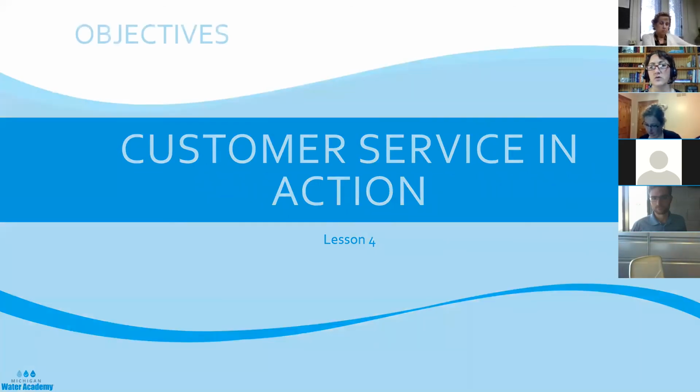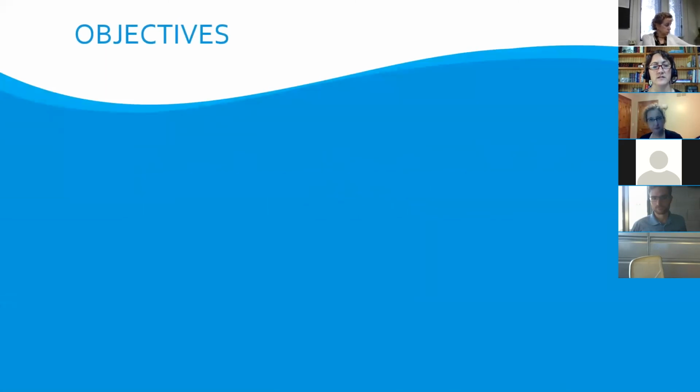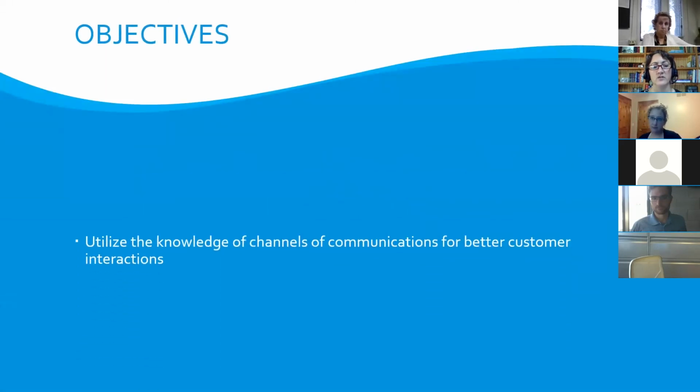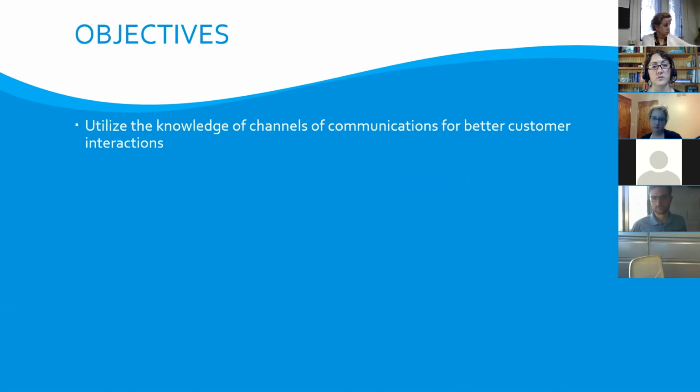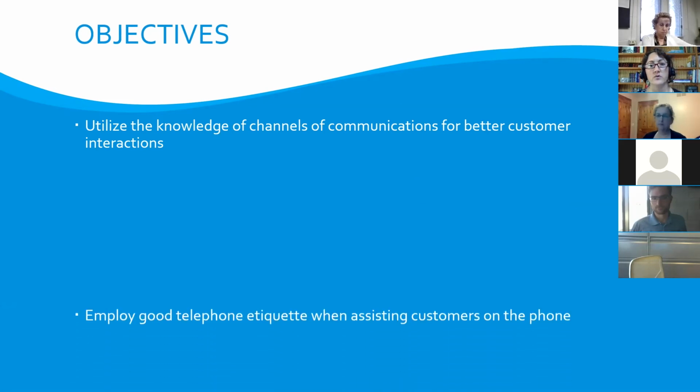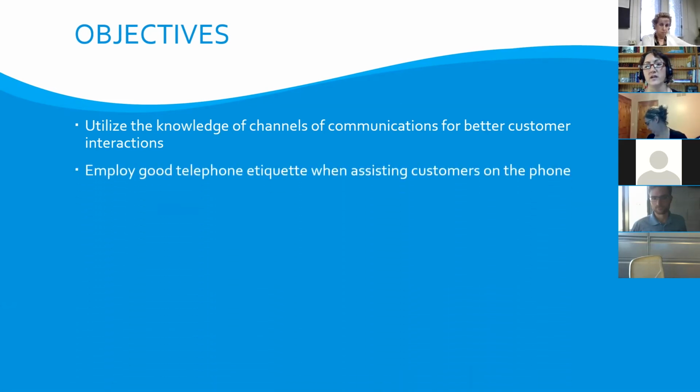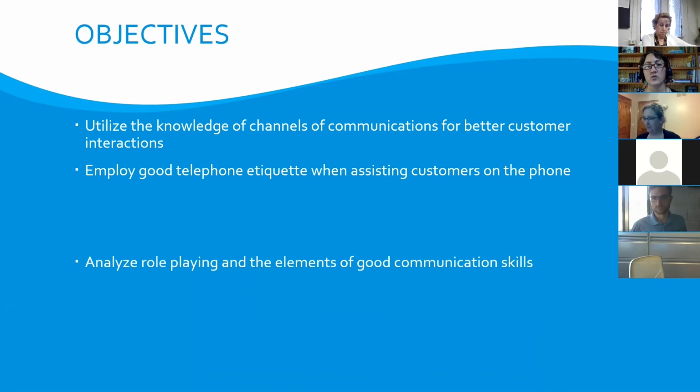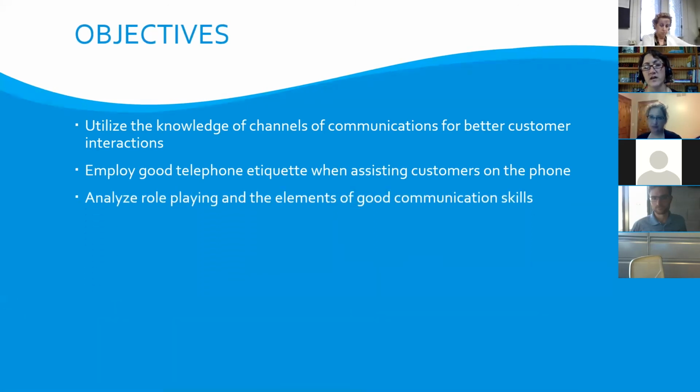All right, so let's go into objectives for this lesson. We're actually going to start using the knowledge we have about channels of communication for better customer interaction. We're also going to use good telephone etiquette and what that looks like when we're talking to folks on the phone. We're going to analyze some role playing if we can make that work. We'll see how the first one goes and then we'll see if we want to continue.